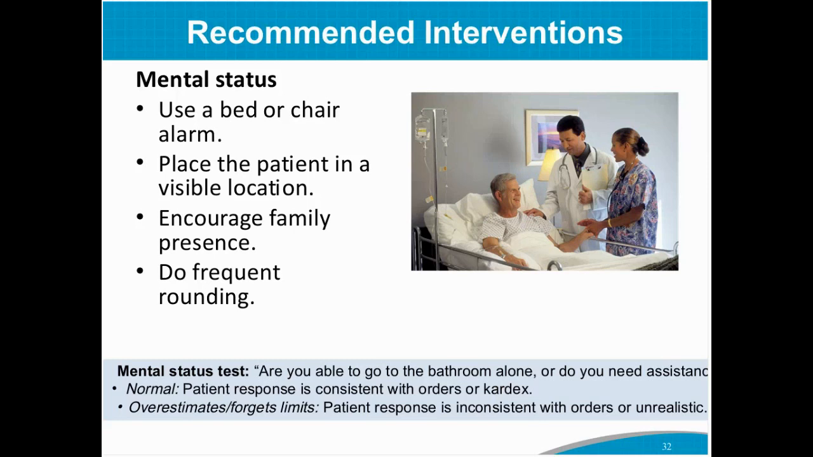For that type of patient, you would consider using a better chair alarm, because if they do start to get up, you want to know it. You also want to place these patients in a visible location, so if they start to get up alone, they're in view and they can get help. You also want to encourage family presence, so family can let you know if they need help, and you can assist them with going to the bathroom. And this type of patient also needs frequent rounding to see if they need to go to the bathroom or if they need to get up so that they can be assisted with that process.